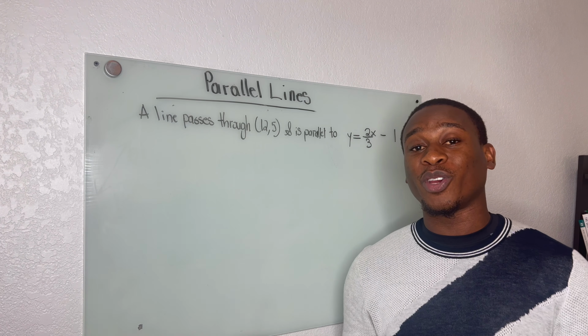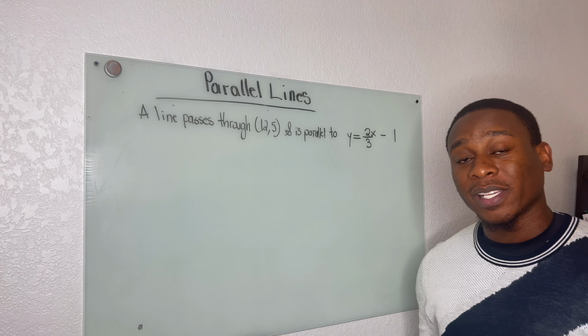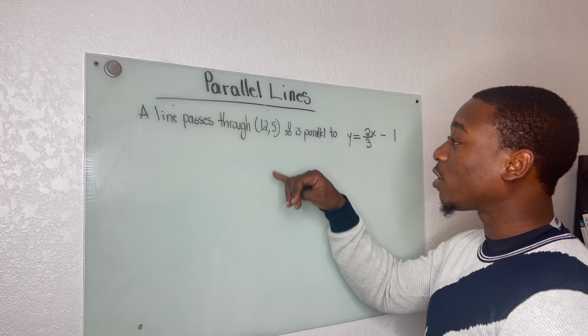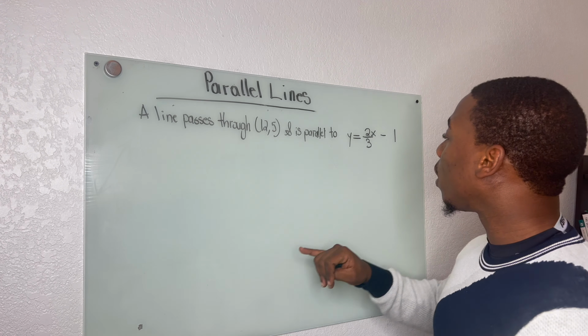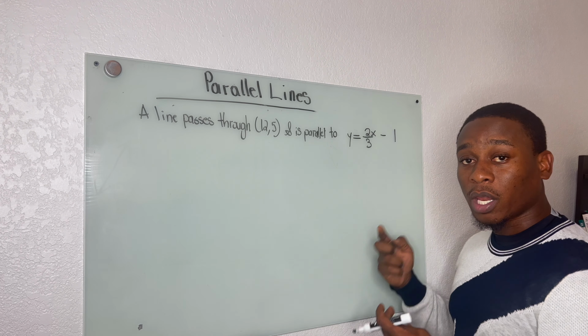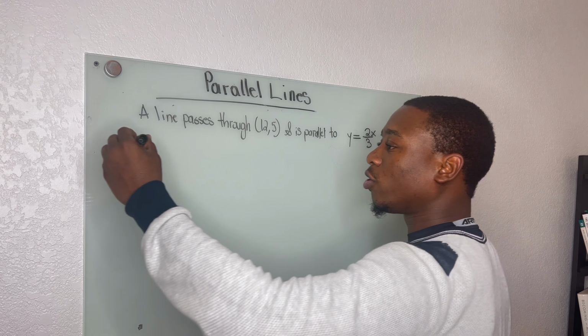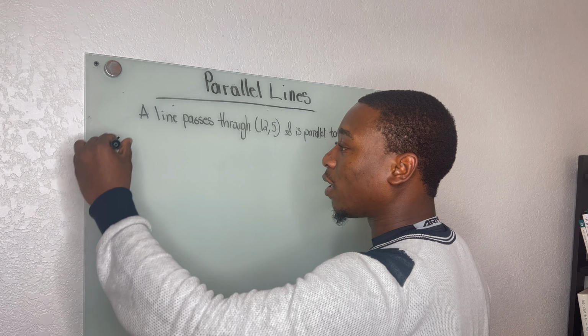So today in my video, we're talking about parallel lines and how to find the equation of a line that passes through a specific point and is parallel to another line. And the way that we're going to do this, guys, just understand that parallel lines are lines that run next to each other with the same slope and they're not going to intersect.